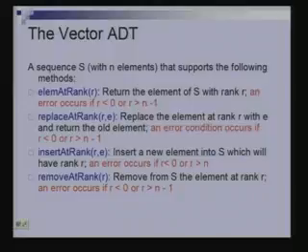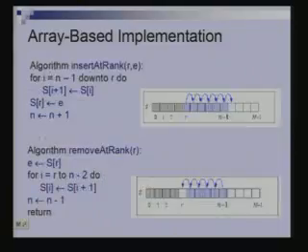Let us see how to implement this data type. What do you think is a natural data structure? What would be one data structure to implement this data type? You can implement it using arrays. Let's see an implementation using arrays. I am going to have an array in which I will have the element with rank 1, the element with rank 2, the element with rank 3, and so on.